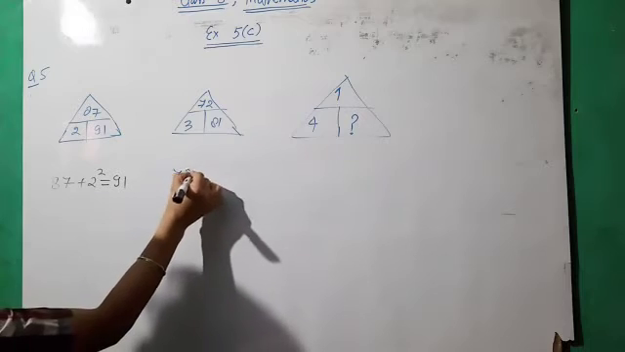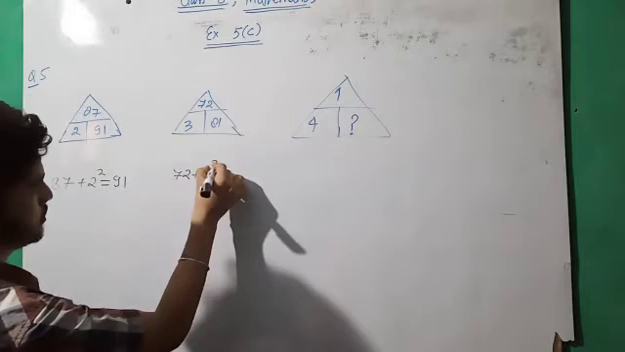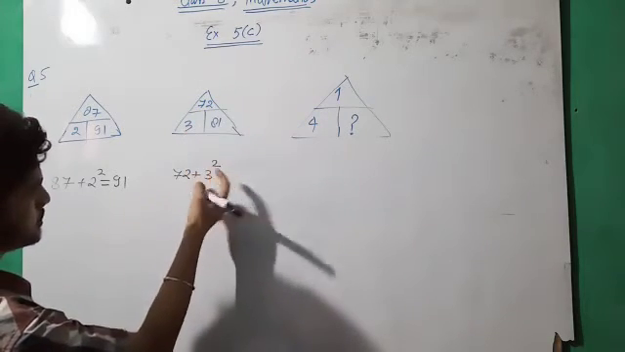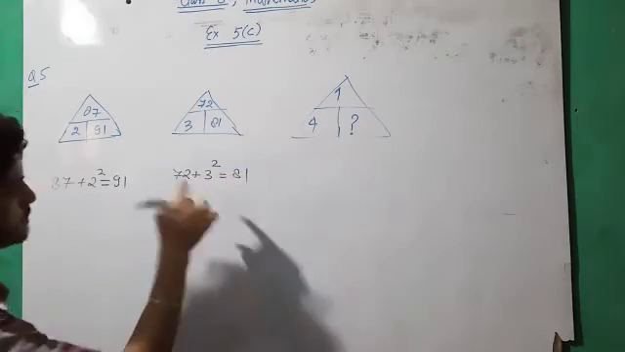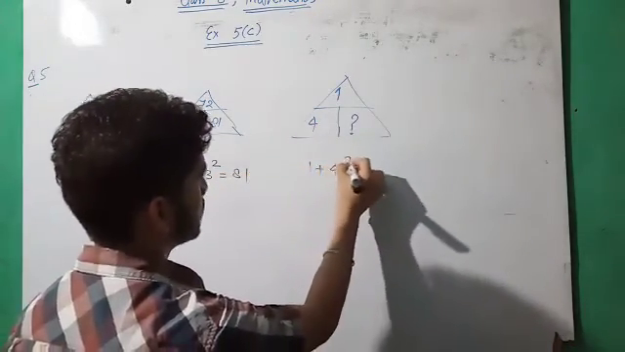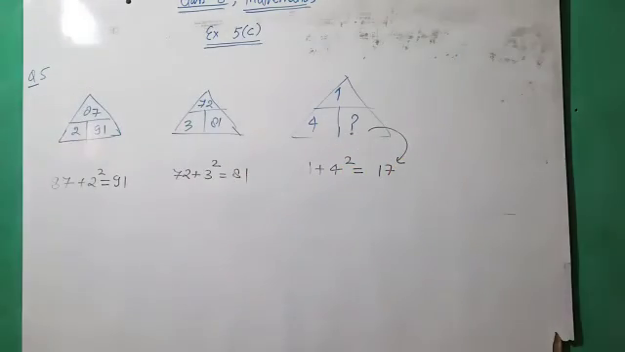Again 72. This must follow with all these triangular series. Okay, so 72 plus 9 must be 81. Okay, this is 81. So here we have 1 plus 4 square, that is 16. So 16 plus 1 is 17. So this is the value of this number, 17.